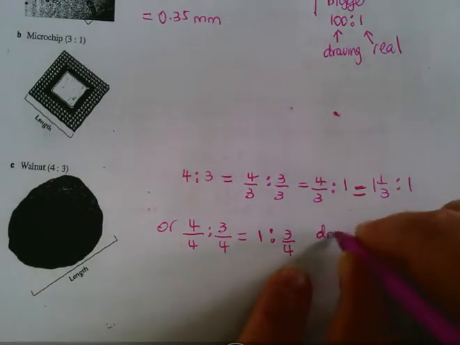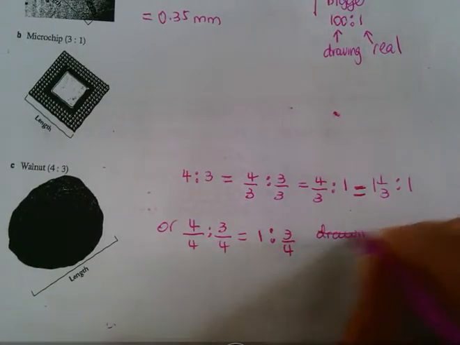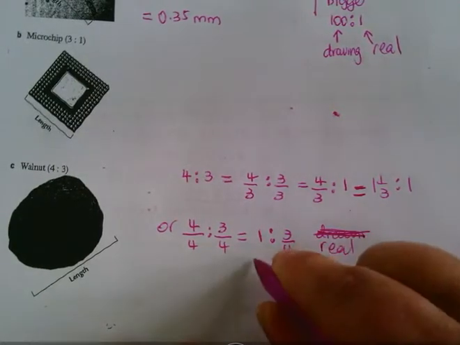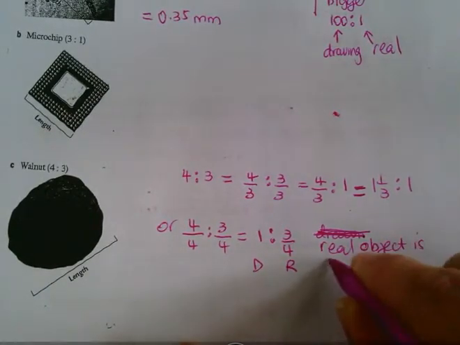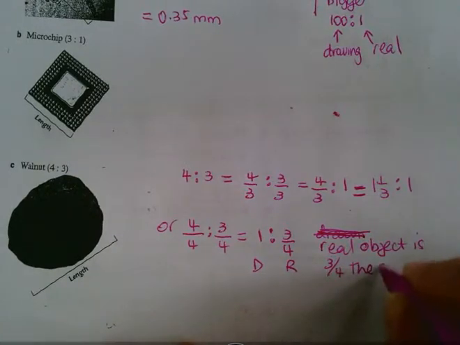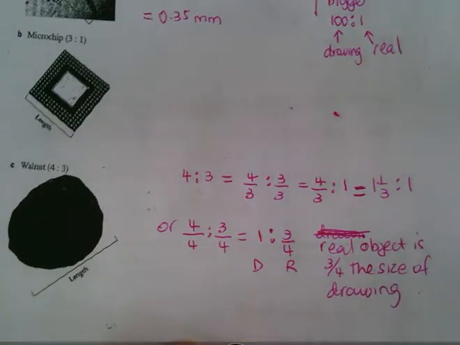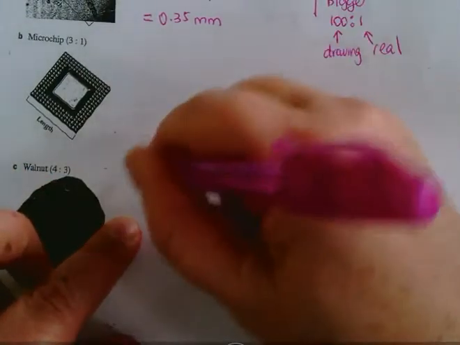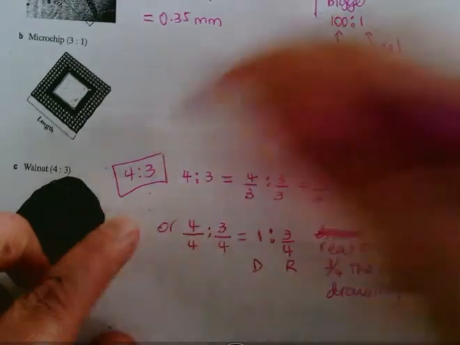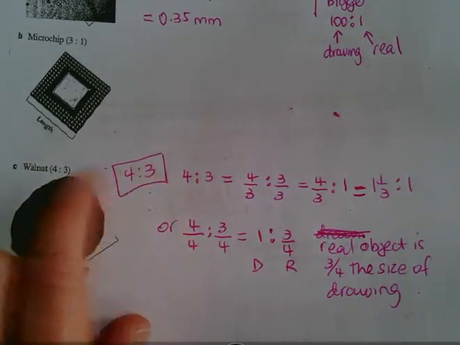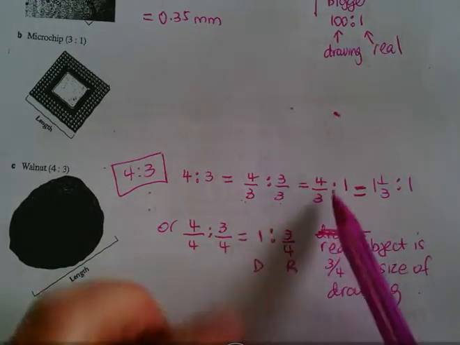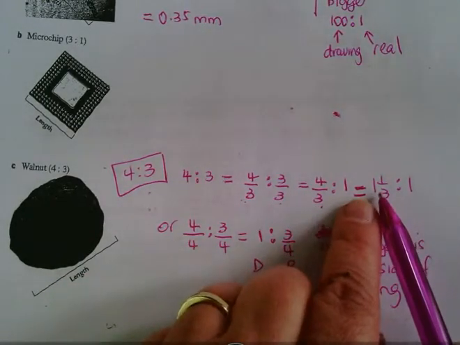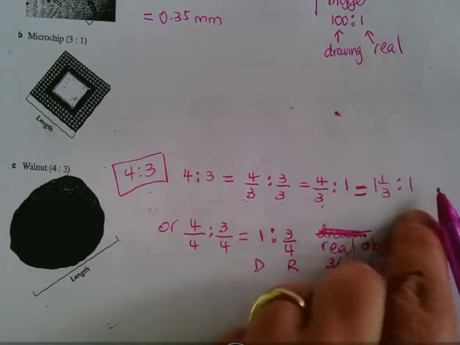Because doesn't this tell me that the drawing, no, the real one, remember it's drawing, real. The real object is 3/4 the size of the drawing. Now, I like that. Girls, when you start with 4 to 3, you've got 2 options. Am I going to divide them both by 3 or divide them both by 4? And it doesn't matter. If you divide them both by 3, you get that the drawing is 1 1/3 times the size of the real.